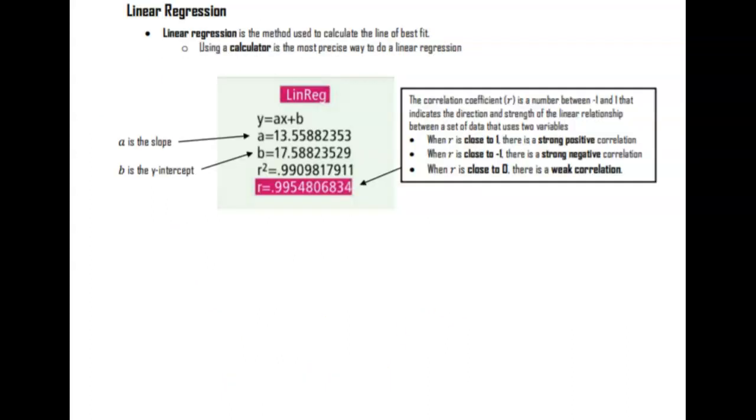A linear regression is the method used to calculate the line of best fit. It's very complicated, so we actually use a calculator to do it. It's the most precise way to do a linear regression.